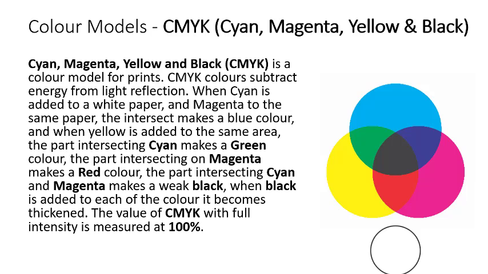I mean a weak black because it's unlike RGB, where when the whole color is subtracted from the darkness, it's total darkness. So when black is added to each of the color, it becomes thickened, as it becomes darkened. So the value of CMYK with full intensity is measured at 100%. RGB is measured at 255, while CMYK is measured at 100%. And again, you should remember that RGB is for screen, while CMYK is for print.